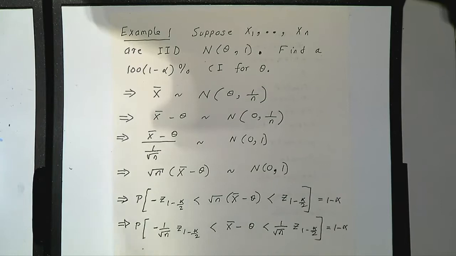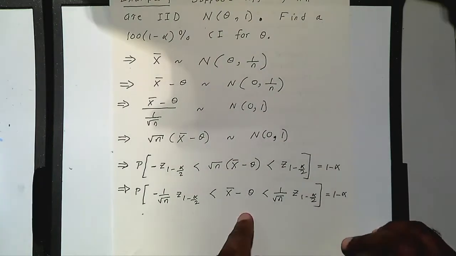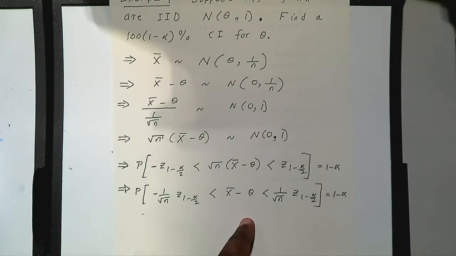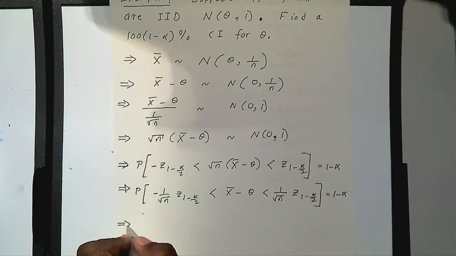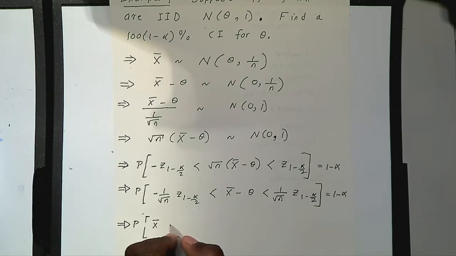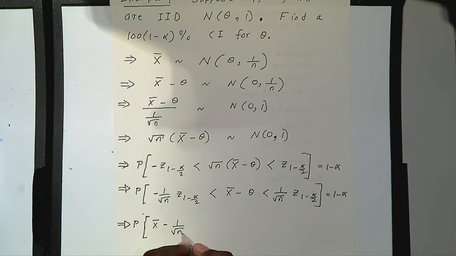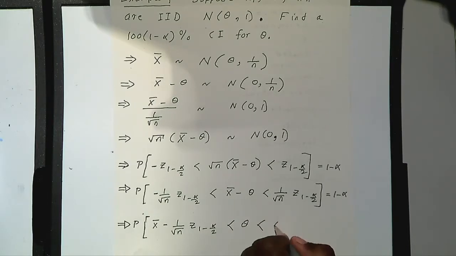So this implies this, right? And the next step is to rearrange this as a statement on theta. I'm sure all of you know how to do that. So this becomes, as a statement on theta, you get x bar minus, x bar plus.